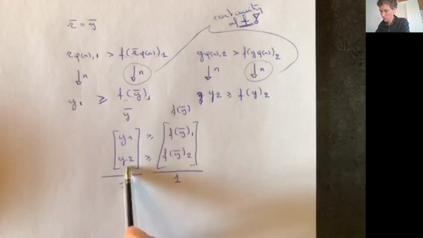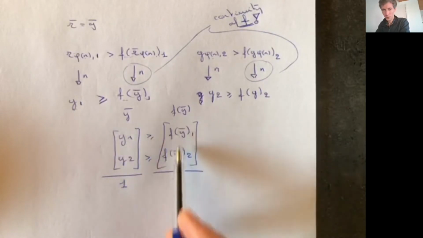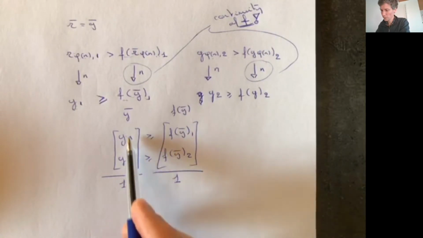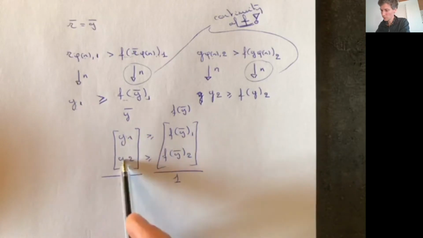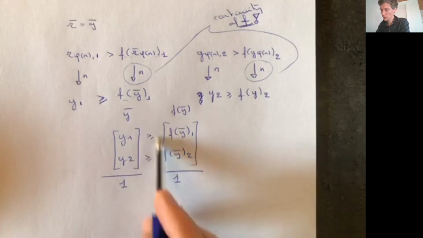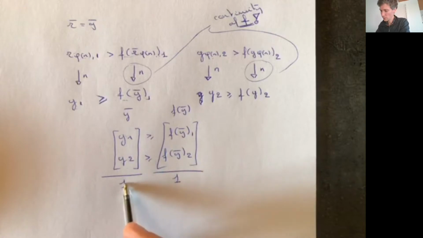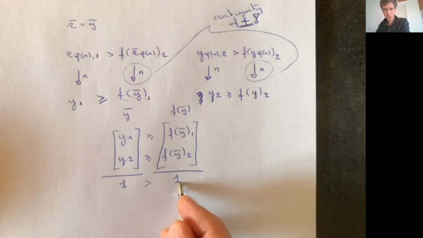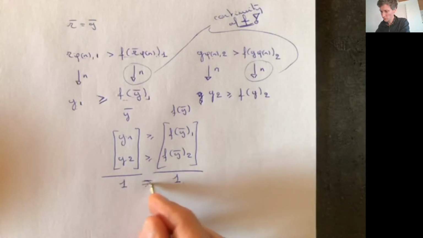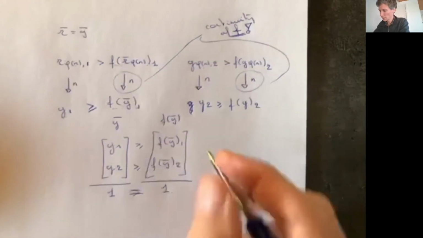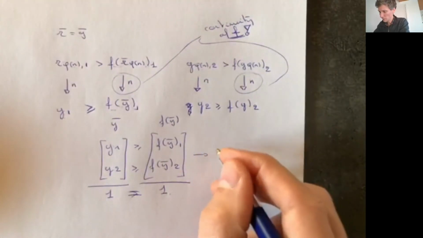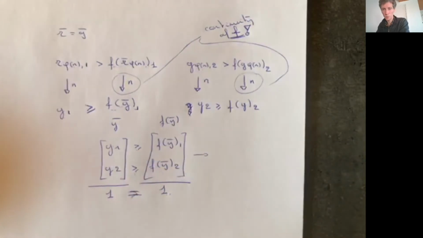So again, I have two non-negative numbers, they add up to 1. Here two non-negative numbers, they add up to 1. This is greater or equal to this, and this is greater or equal to this. I cannot have a strict inequality here, otherwise this would be strictly bigger than this one, which is not the case. We have equality here. So this means that both of these have to be in equality.